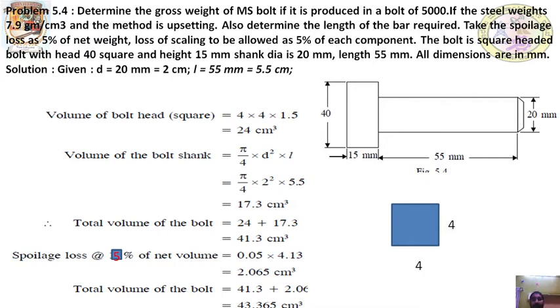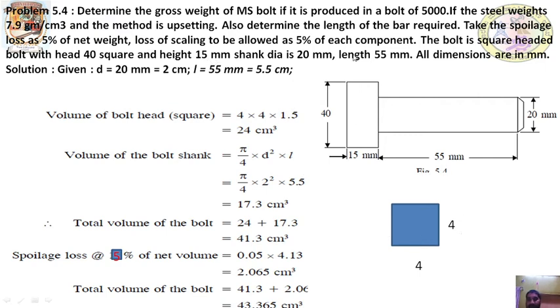The bolt is square headed. The important thing is that the bolt is square headed with a head of 40 square. So the area will be length into breadth. The 40 square is in millimeter, that is 4 centimeter we are taking. The area is given by length into breadth, that is 4 into 4, and the volume is given by length into breadth into thickness. So thickness is given as 15 mm.